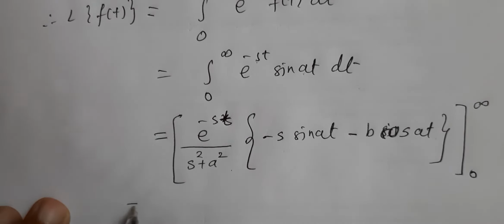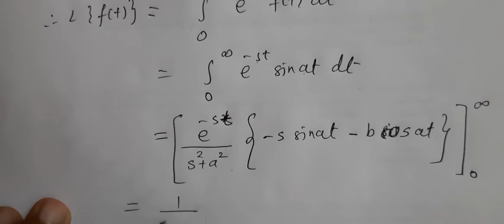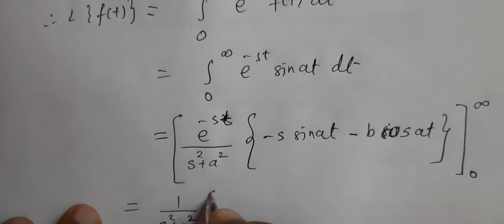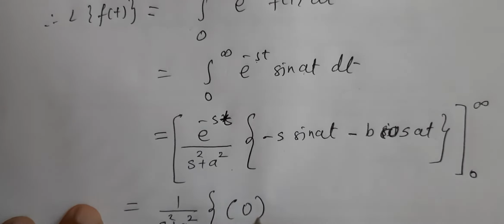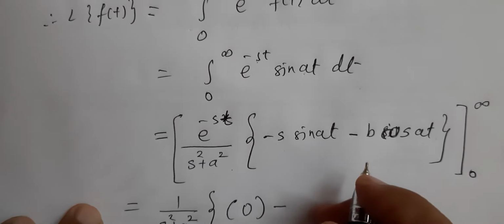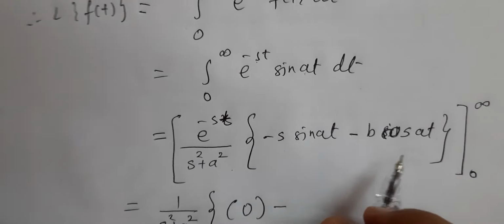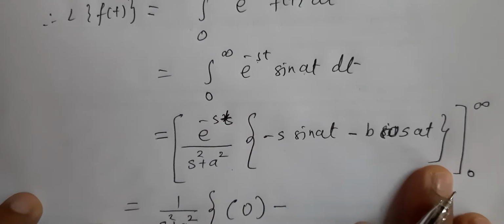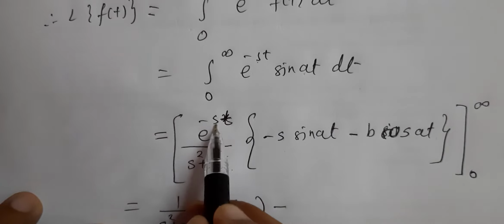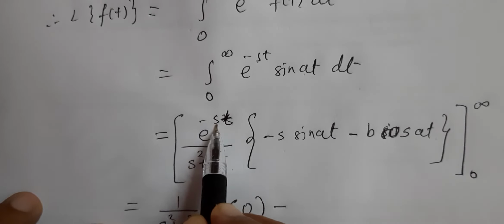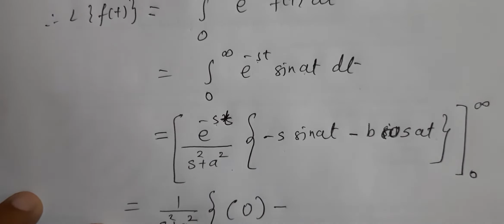Now let's simplify this integration. This 1 upon s² + a² is a constant. I will take it out. Now put the upper limit. When you put infinity here, e raised to minus infinity is 0, we are assuming the parameter s is positive. So the upper limit is 0.